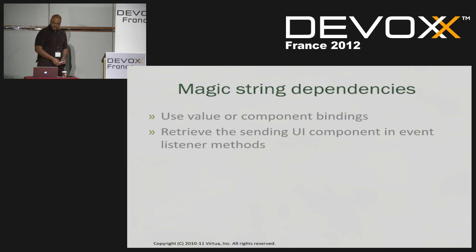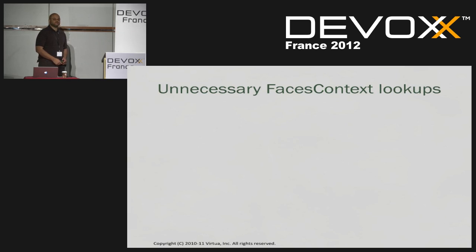Of course, if your component is being handled inside of an event listener, like an action event or an action listener event or a validator, you have a reference to the component itself, so you can just use that. There's no need to hard-code the ID in that case either. Any questions so far? Okay, good.